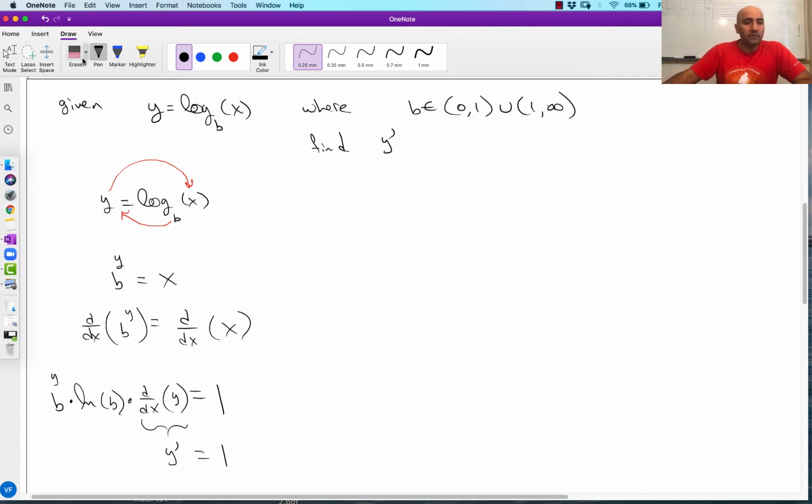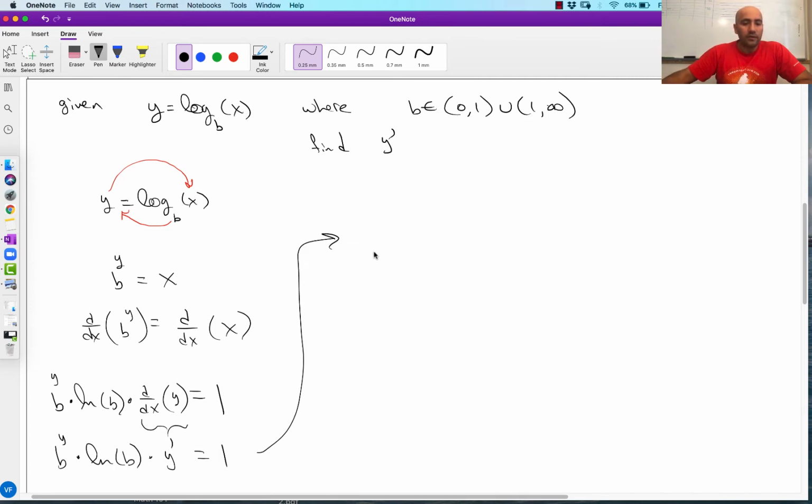So like this, or a lot of people go to the other notation style of saying that this is dy dx, like that. Same thing. This, or the y prime. I prefer the y prime. Y prime. Remember, this is just some constant. So this is going to be b to the y power times ln of b times y prime.